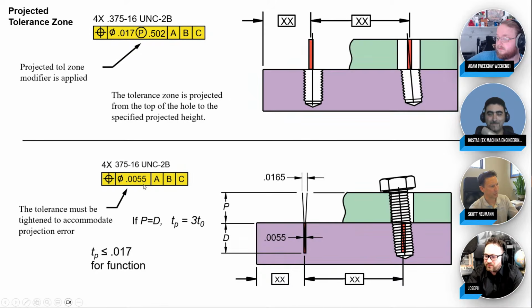Well, why are you tightening my tolerance? Well, you might be tilted. Well, how about you don't judge me on what might happen? How about you judge me on what did happen? Yeah, and that's exactly actually what the clever thing with the projected tolerance zone is. Judge the real part and look, will it be in the right spot? Will the bolt be in the right spot? That's what we really care about.